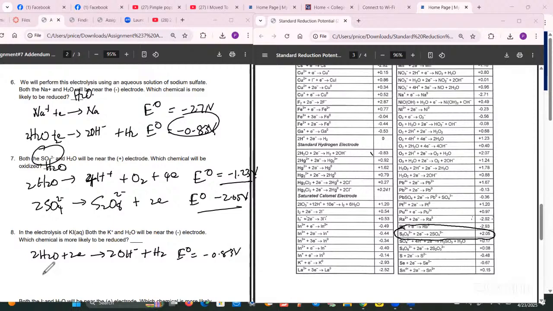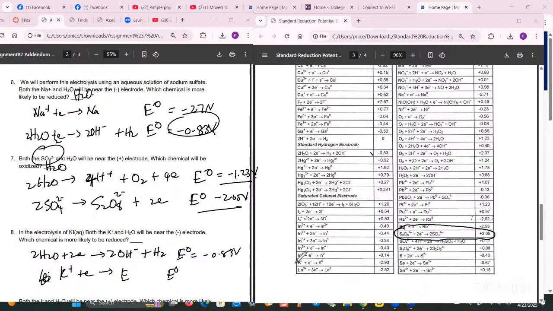Now, what I have to look up in the table is the EMF value for the reduction of K plus to form K. So that's what I'm going to look up over here now. Let's see if I can find it. Oh, here it is right here on the same page, luckily for us.